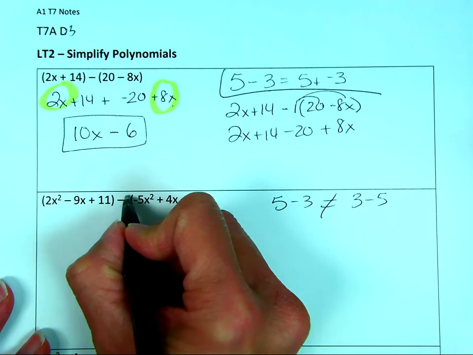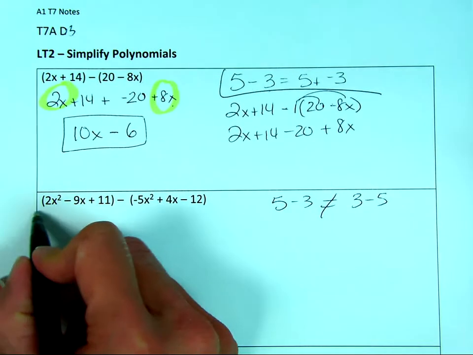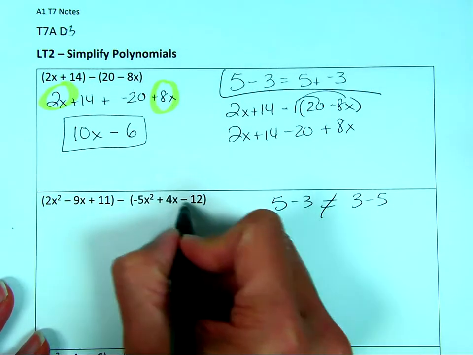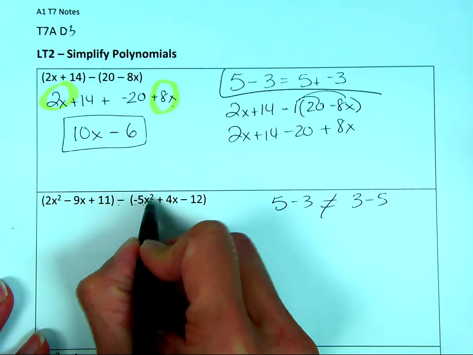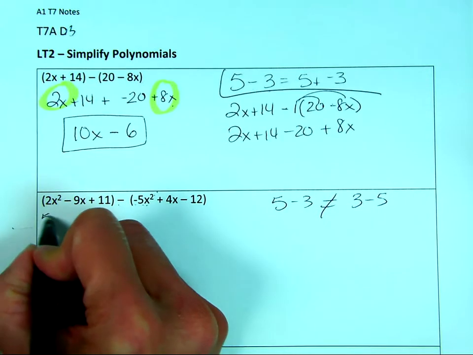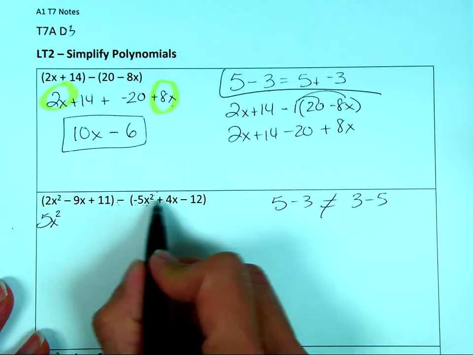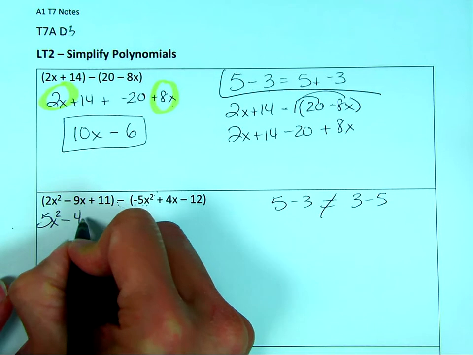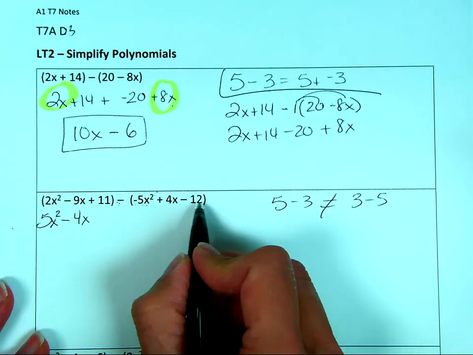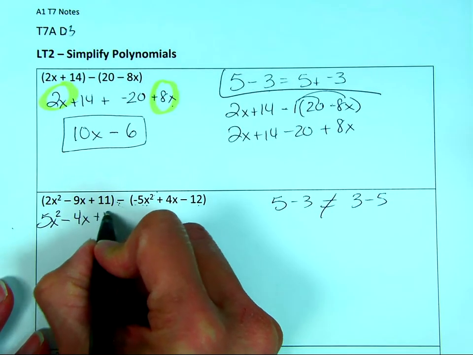So before I add them, remember, I'm going to distribute that. So it's a minus a negative 5x squared. That's a 5x squared. It's a minus a 4x, so it becomes a negative 4x, and it's a minus a negative 12, which becomes a positive 12.